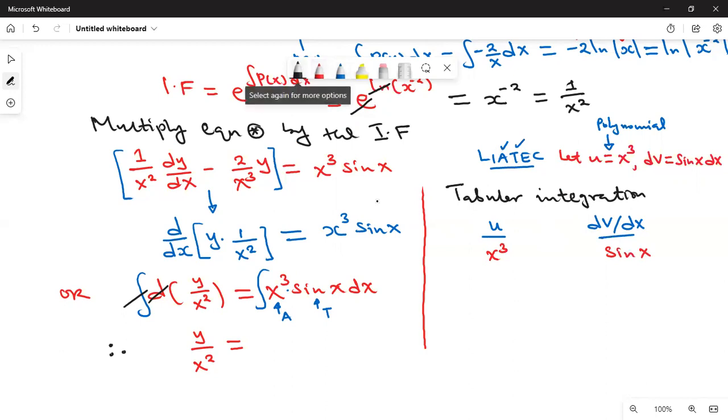So let's proceed to find the derivatives of the first column until you get to 0, then the integrals of the second column. Let's differentiate x cubed, that is 3x squared. What is the integral of sine x? What did you differentiate to get sine x? It was negative cosine of x. Proceed, derivative of 3x squared, that is 6x. What did you differentiate to get negative cosine of x, that is negative sine x? Proceed, derivative of 6x, that is 6. The integral of negative sine x, what do you differentiate to get negative sine x? That is cosine of x. And finally, differentiate 6, you get 0. Integrate cosine x, that is sine x.